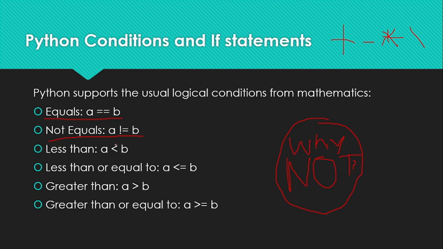Now less than, A is less than B. Less than means smaller than. Means this thing is smaller than this. Now less than or equal to means this thing is smaller, but if it is equal to this number also, then it counts.